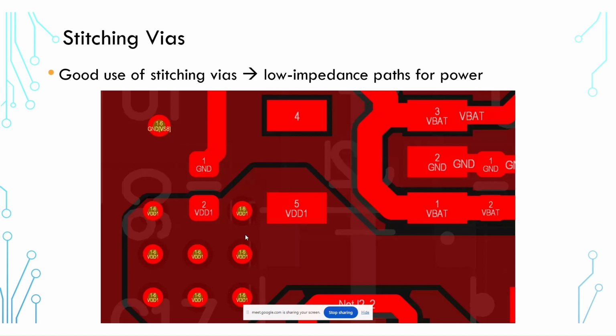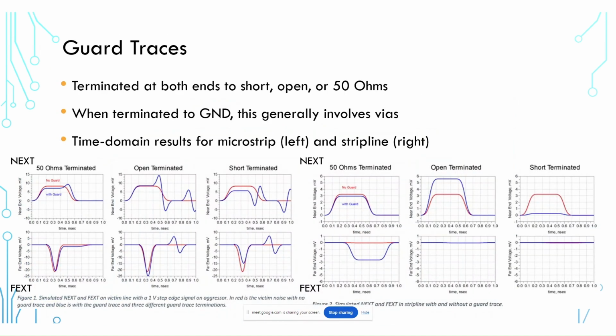And so you would expect sub-nanohenry levels of parasitic inductance along this vertical transition. I get to that number because typically a single via has about 1 nanohenry of parasitic inductance. You take 8 of them in parallel. That's 1 divided by 8. That's about 0.125 nanohenries. Next, guard traces. I alluded to this earlier.